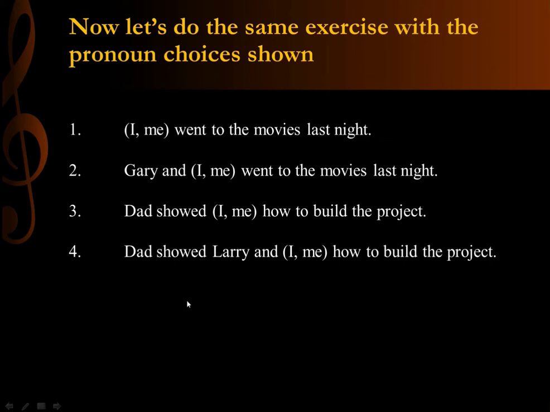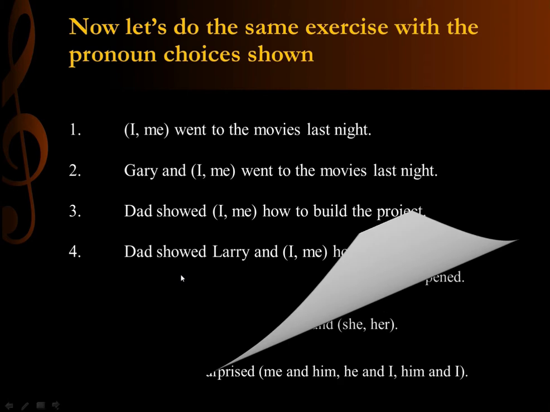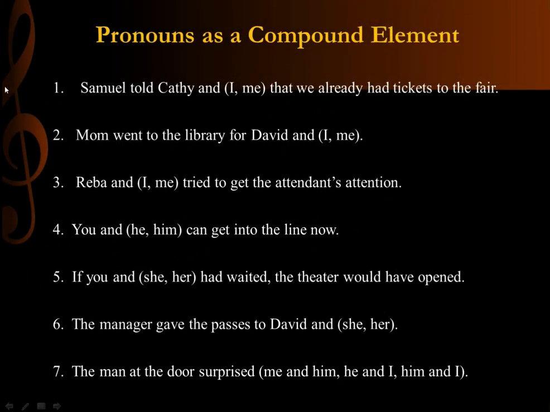Now, with this in mind, we're going to look at a lot of questions that have this concept in it. Look at this. These are pronouns as compound elements, and that means it's a compound direct object. And as I just told you, the easiest way to do this and to get it correct is to ignore that first person, and it would be Samuel told me.